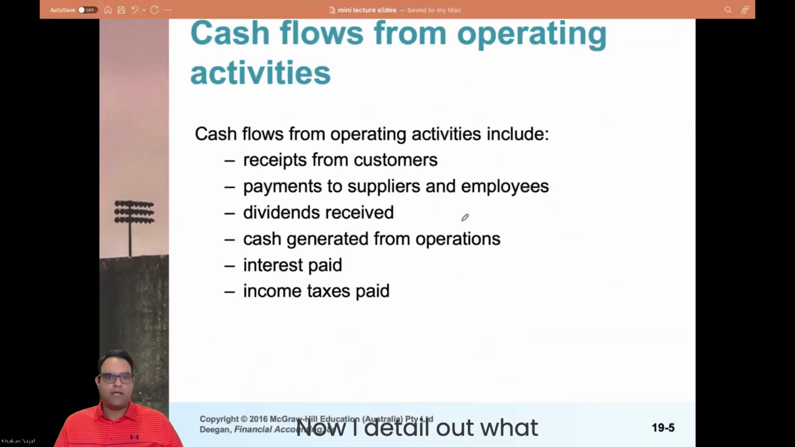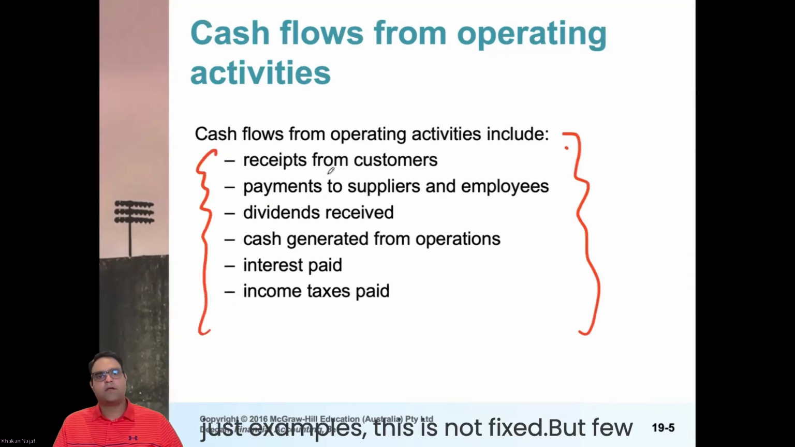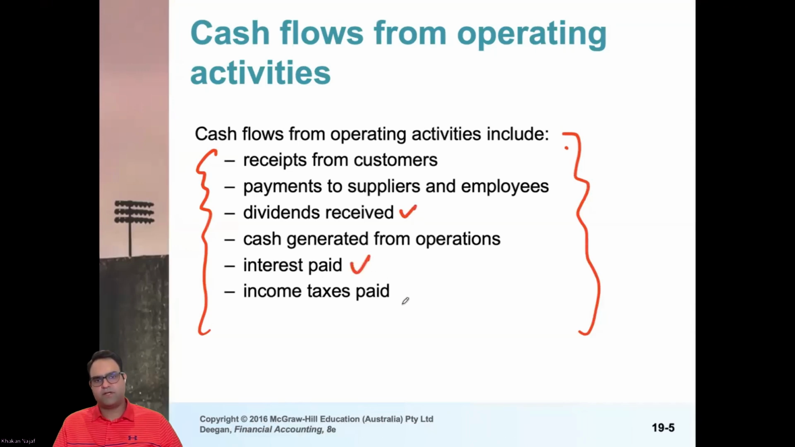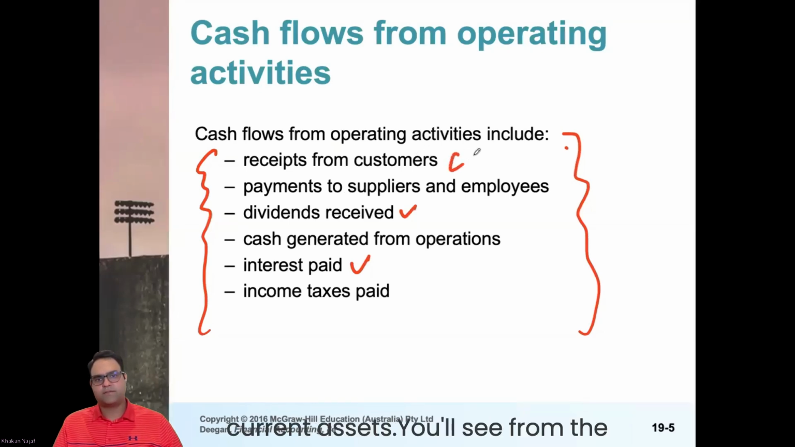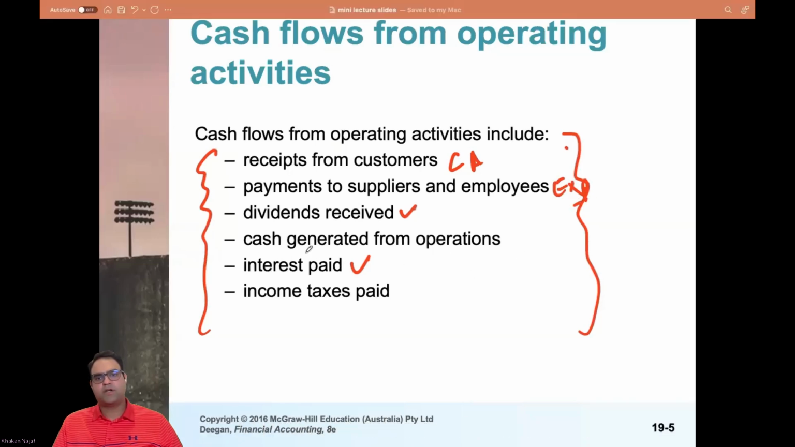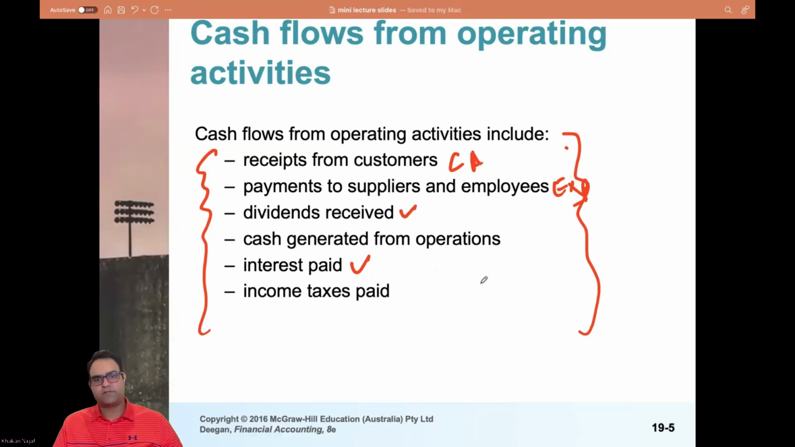Now, I detail out what activities could be, and these are just examples. This is not fixed, but a few of the things which you'll find, like dividend received and interest paid, are written in here, which is our operating activity slide. And this is our current assets, received from the customer. Payment to the supplier and employee expense go to the profit and loss account. Cash generated from operations, also profit and loss account. Income tax paid is an expense, which is profit and loss account.